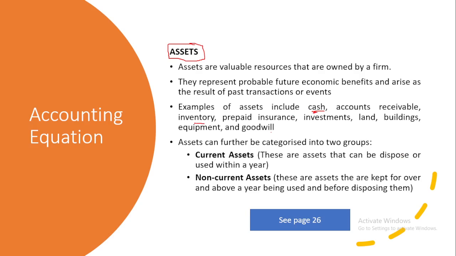Inventory is one of the current assets. We buy inventory so that we can sell it within a year, so it falls within current assets. Accounts receivable, once we sell our goods on credit, we do not expect these customers to take a number of years to pay us back. They will have to pay us within a year. So that's what can be classified as a current asset.